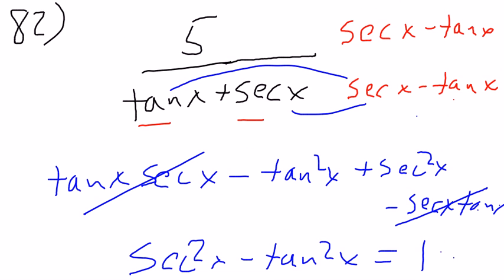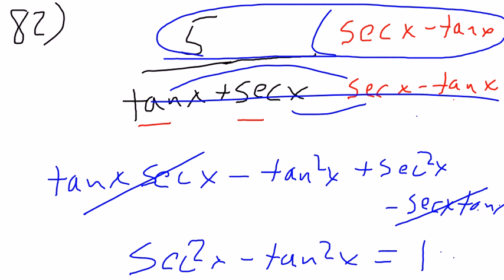So my answer then, if the bottom cancels to 1, is just 5 times the top. 5 times secant minus tangent.